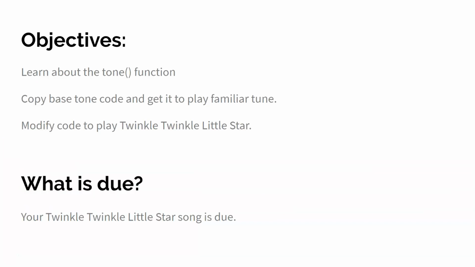Little Star to me. So once again, today we're going to learn about the tone function, copy that base code, and we're going to get a familiar tune like da da da da da da da. I don't really know what that's called, so I'm just referring to it as a familiar tune, but that's going to happen right there off the get-go. And then we're going to modify the code to play Twinkle Twinkle Little Star. So what's going to be due next week? Your Twinkle Twinkle Little Star song is what's going to be due.